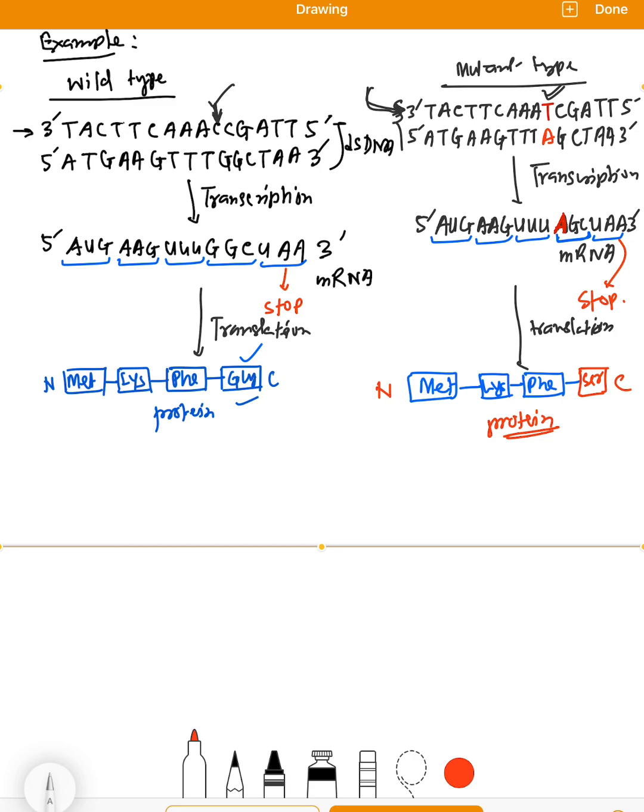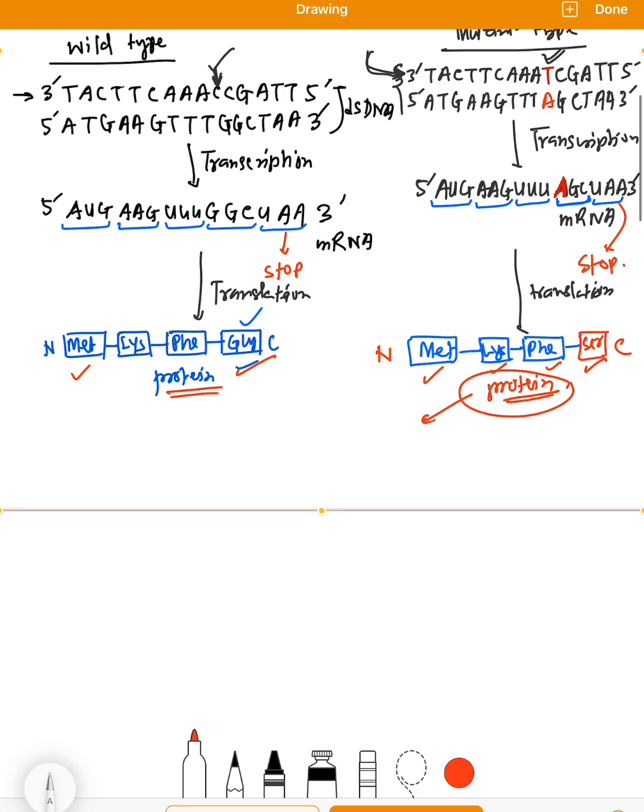So here what we have seen is that in the wild type case, the protein was made up of 4 amino acids in the sequence methionine, lysine, phenylalanine and glycine. But after mutation, the protein is changed and it is now methionine, lysine, phenylalanine, and in place of glycine, it is now serine. So as the amino acid is changed after mutation, this protein's function will also be changed. This protein is no longer the same as the mutated protein. Its functions and properties are also changed.